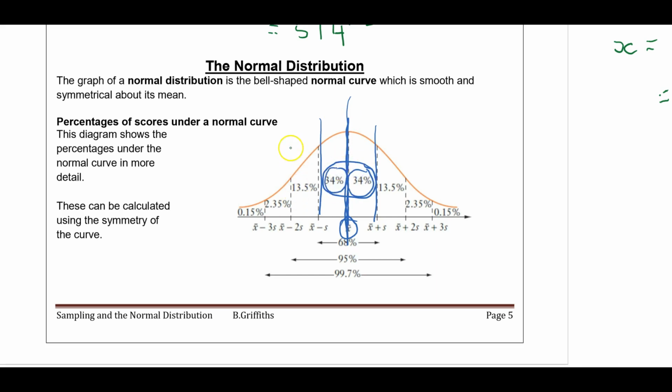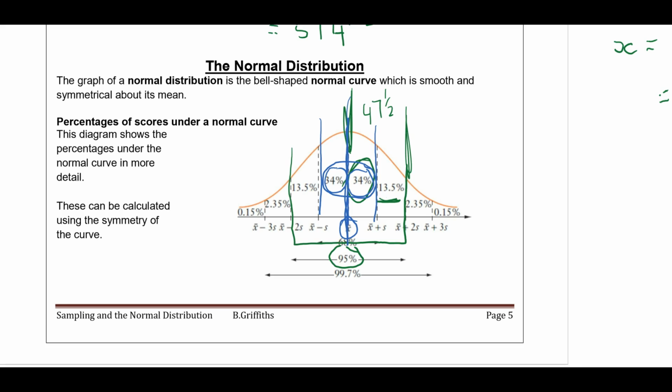Now, within two standard deviations of the mean, 95% of scores apply. So that means half of 95 is 47.5, and I've taken out 34, I'm left with 13.5. So I'm just explaining where we get these numbers from.